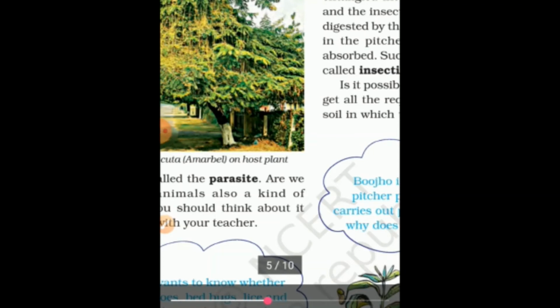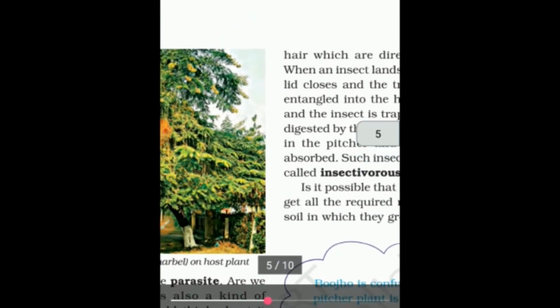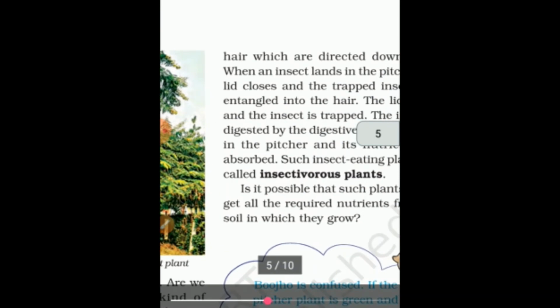They cannot synthesize food. Such plants depend on the food produced by other plants. They use the heterotrophic mode of nutrition. Example, Cuscuta. It does not have chlorophyll. It takes ready-made food from the plants on which it climbs. The plant on which it climbs is called the host and Cuscuta is called the parasite. I think you can understand.